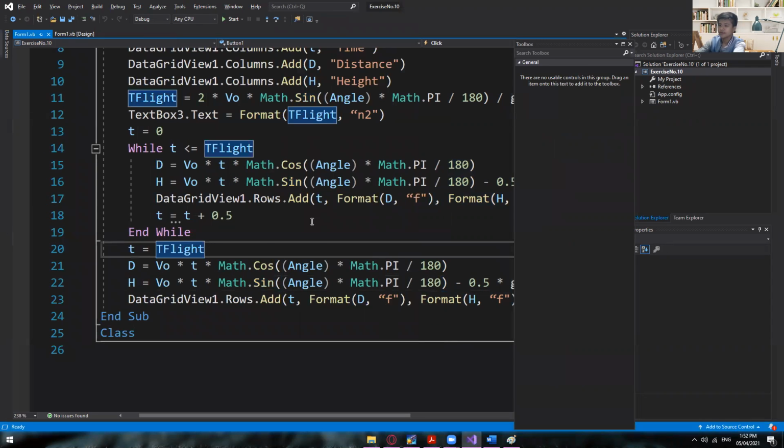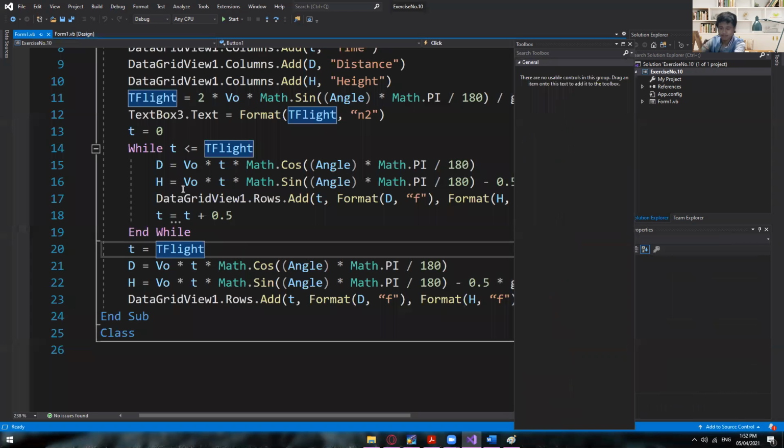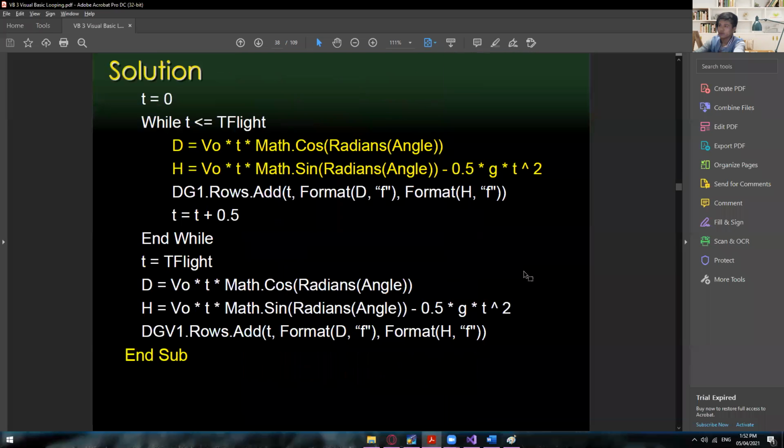Anyway, that's how it was computed with this program. I'm not expecting you to fully understand this one right now. I just wanted to show how you do it. This is how to do it. All right, so let's now move on to the next one.